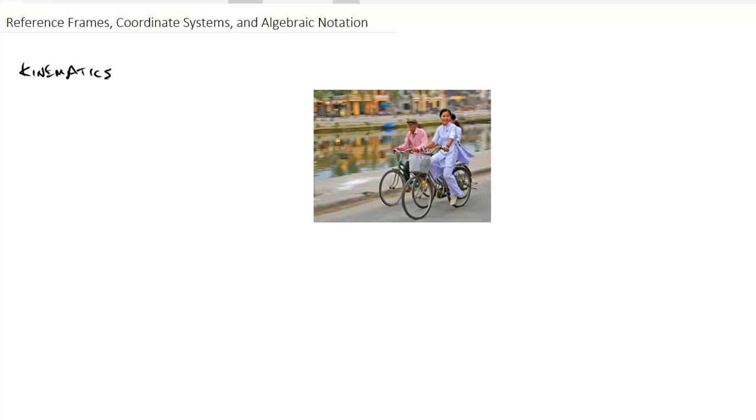But the first thing that we have to do before we can discuss motion is give some sort of a frame of reference for our motion. It doesn't make sense to talk about motion if we have no standard to discuss it within. So we could take these people riding on this bicycle in this picture.